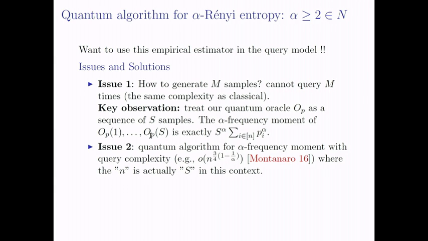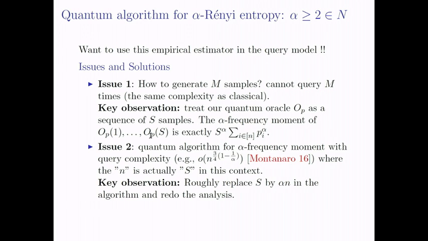So what we have done, roughly, is replace s by alpha n in this particular algorithm and redo the analysis. It's not a black box way to set s to be alpha n, but when you look into the analysis of the algorithm, particularly for this problem, you can do that. And then we can put the dependence on n, the right parameter, rather than s.